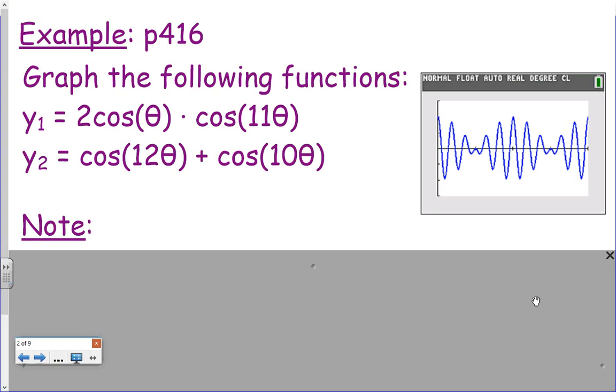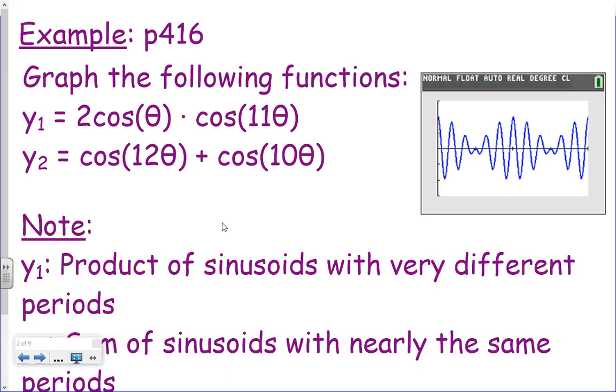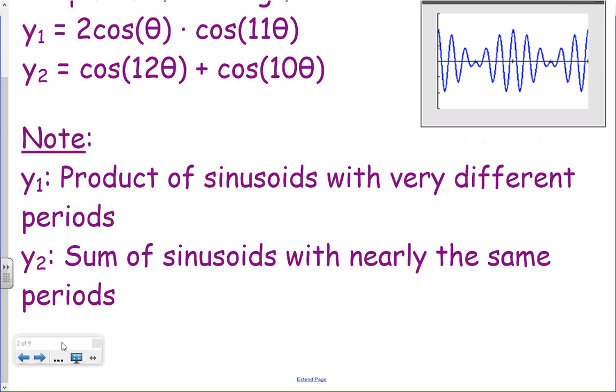Well, the note captures that for us here, so let's talk about what it says in this note. It comes down to the periods of these two sinusoids that we're looking at. In the first case, when you look at the cosine of theta and the cosine of 11 theta in y1, cosine of theta has a period of 360 degrees. 11 theta would have a period of 360 over 11, which is a little more than 30 degrees. So those are quite different periods there. Note that the product of those sinusoids has very different periods, 360 versus 30.